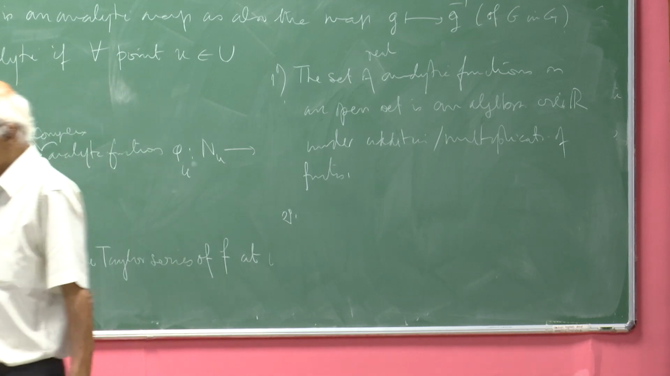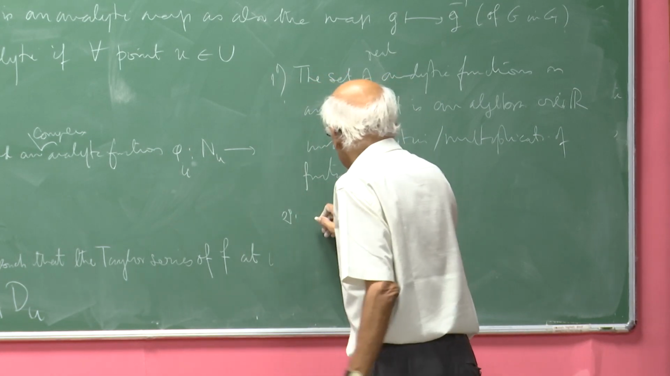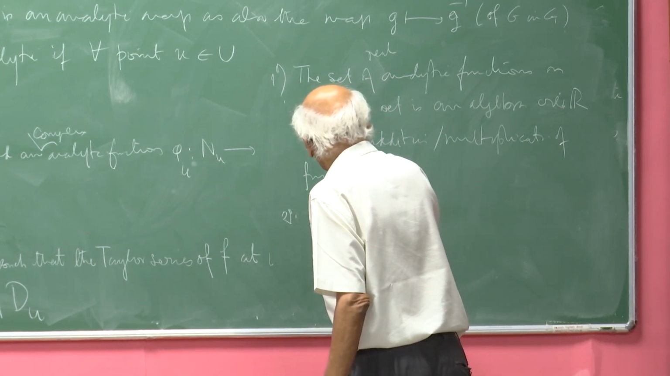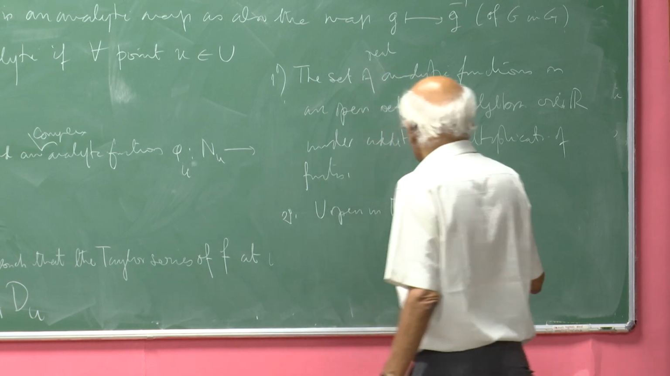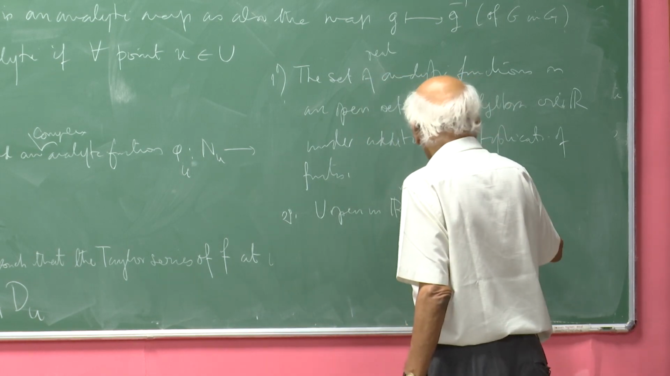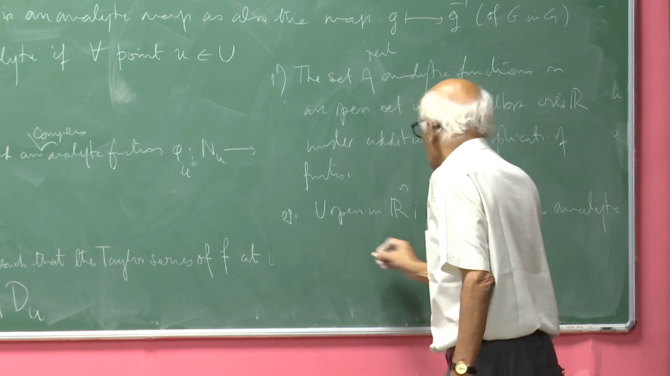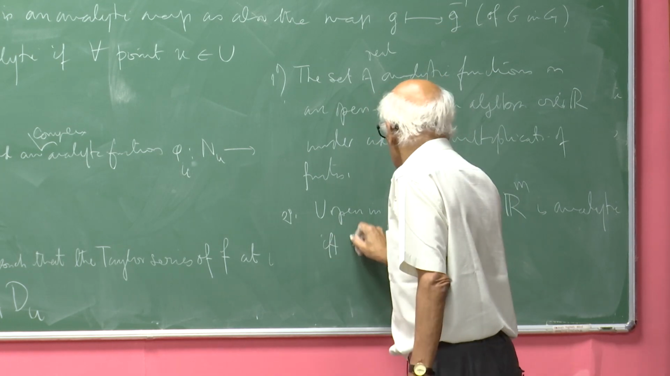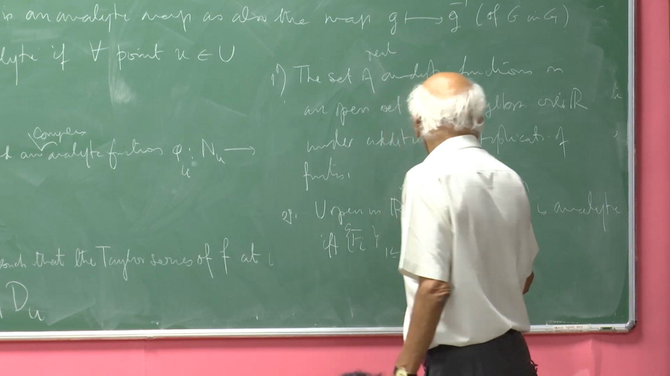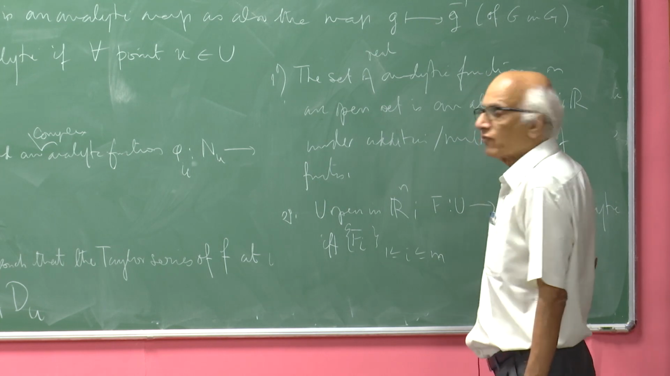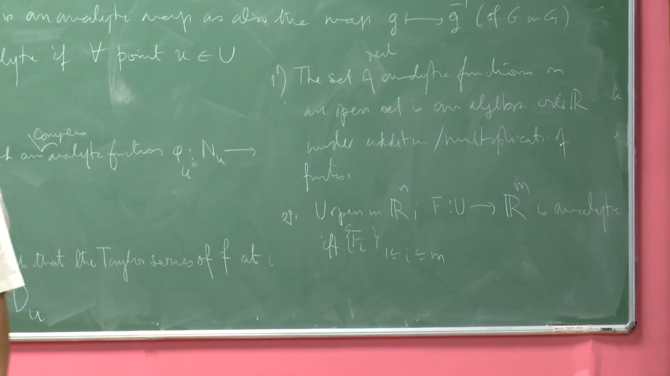The second important fact one has is, if you have an open set U in Rn, a vector valued function f from U to Rm is defined to be analytic if each f_i, 1 ≤ i ≤ m, is analytic, because f is an m-tuple of functions. The vector valued function is nothing but an m-tuple of scalar functions, and each of them is analytic.